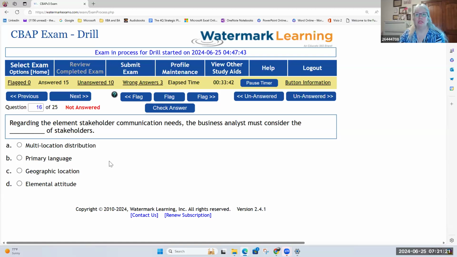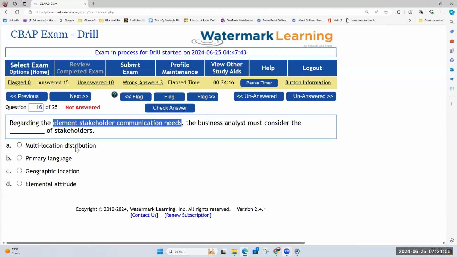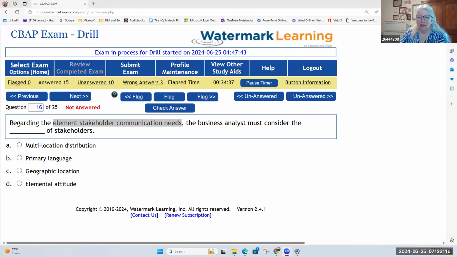Regarding the element stakeholder communication needs, the business analyst must consider the blank of stakeholders. So is it the multi-location distribution, the primary language, the geographic location, or the elemental attitude? I don't know about you guys, but I don't remember elemental attitude being in the BABOK. So is it element stakeholder communication needs? Is it going to be where they are, geographic location, or language? I was thinking about the language we communicate. Okay. What does the BABOK say? Okay. Faith says it's the C.